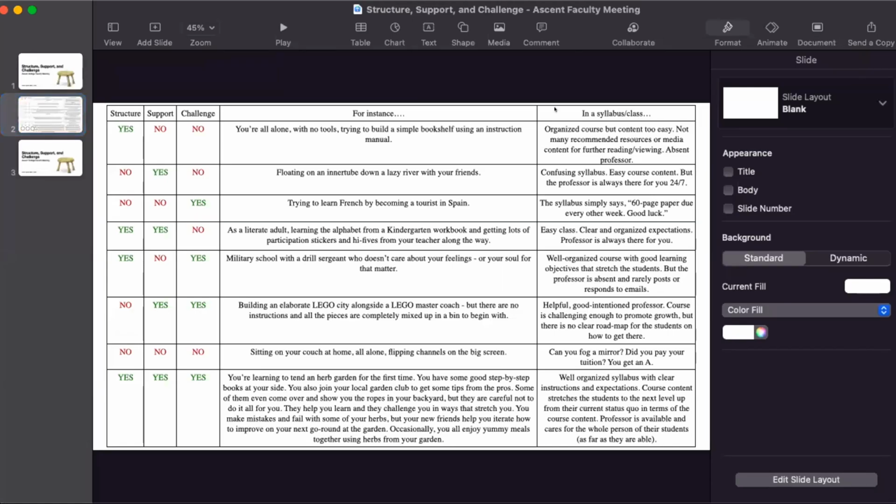I'll give a for instance, and then I'll give it in terms of the syllabus. I've got to move this window. Hold on. There we go. Where are we at? There we go. Sorry, everybody. Okay, are we back on?